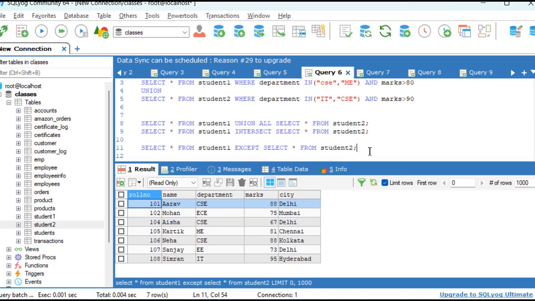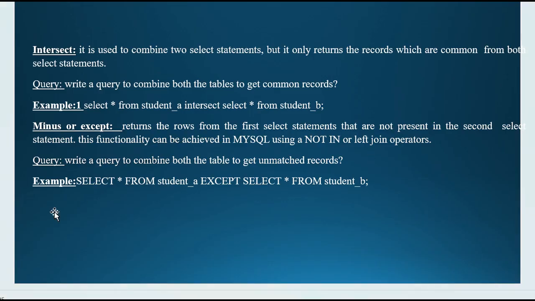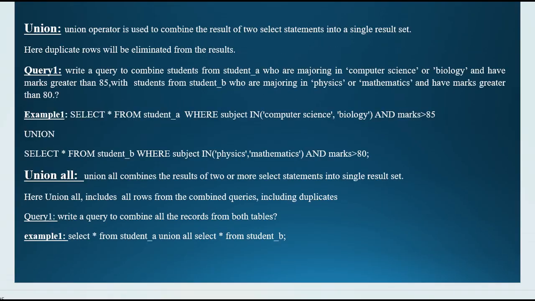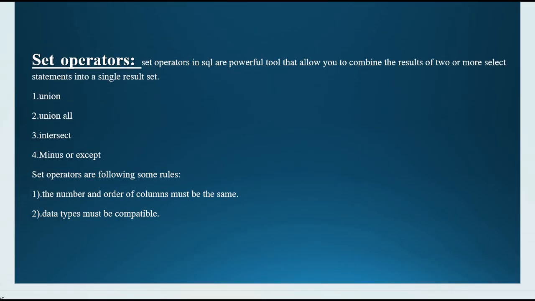These are the unmatching rows, which are present in the first table but absent in the second table. In this way we use the set operators. Set operators are used to combine the results from one or more select statements. Just remember the rules: the number and order of the columns must be the same when using set operators, and the data types must be compatible. The remaining operators we'll discuss in the next class.